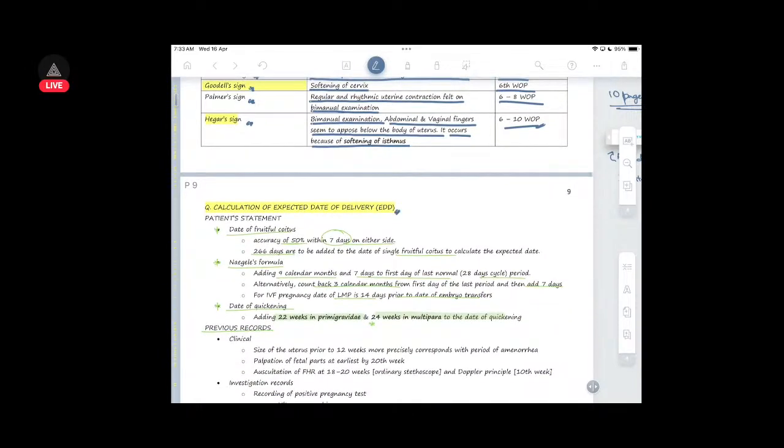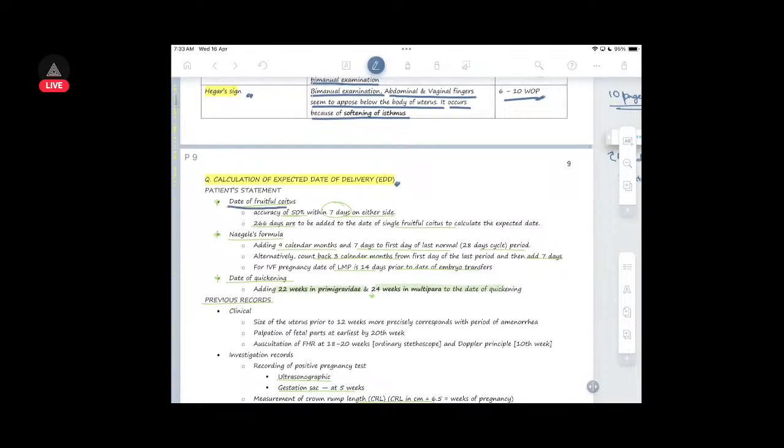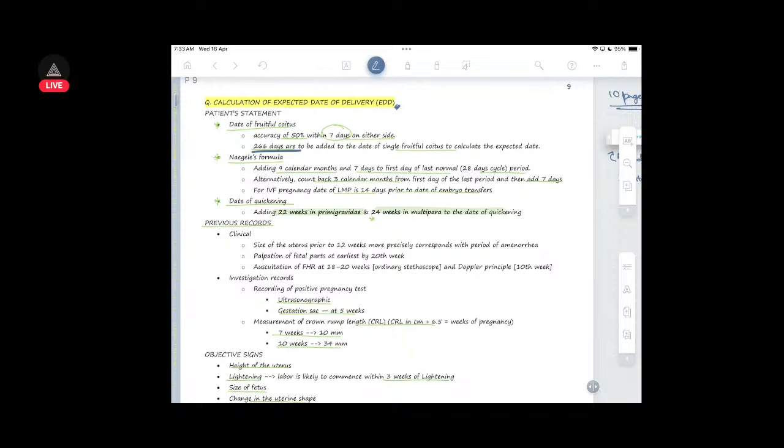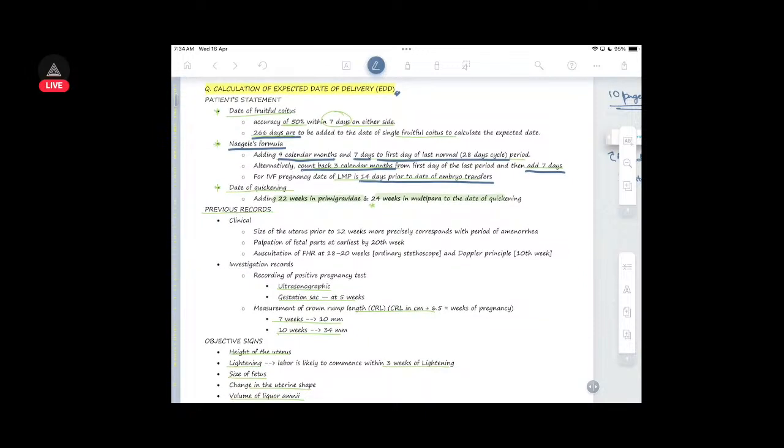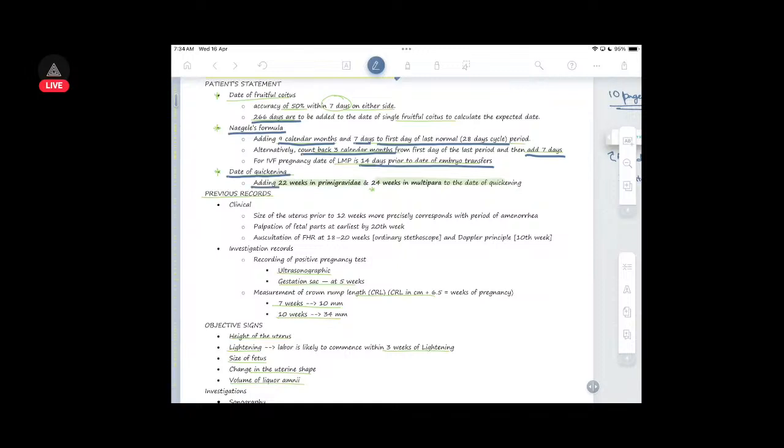Calculation of expected date of delivery, EDD. 266 days to be added from that date. Naegele's formula is 9 months 7 days from the first date of last cycle. Count back 3 calendar months, then add 7 days. That also can be done. Then IVF pregnancy, date of LMP is 14 days prior to the date of embryo transfer. Date of quickening you can see, adding 22 weeks in primigravida, 28 weeks in multipara to the date of quickening.